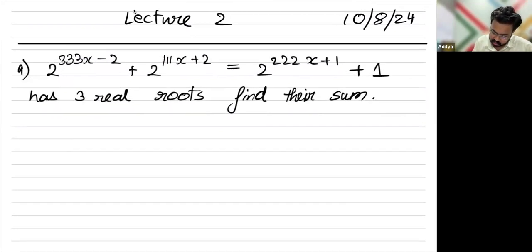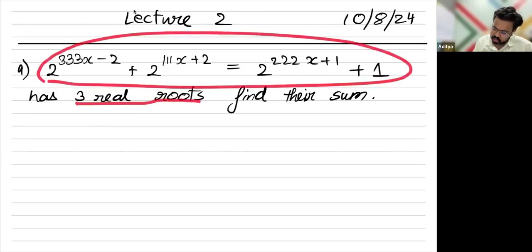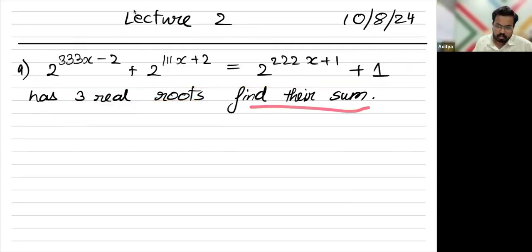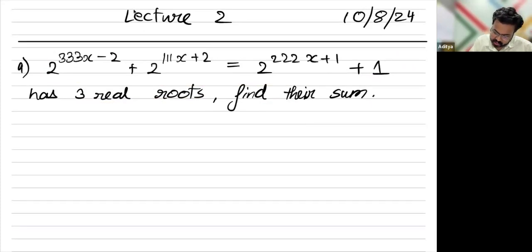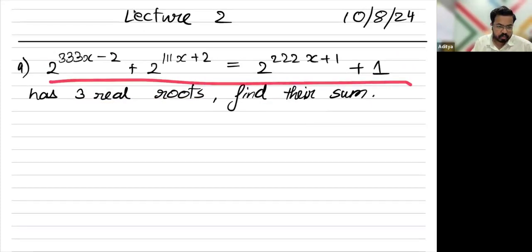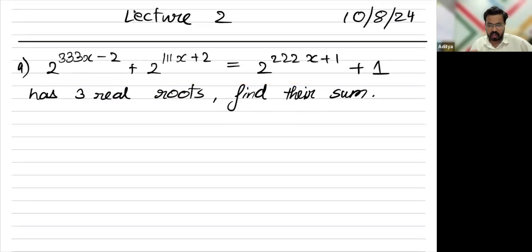Okay, you have an equation 2 to the power 333x minus 2 plus 2 to the power 111x plus 2 is 2 to the power 222x plus 1 and finally plus 1. This equation is said to have 3 real roots. You need to find their sum. Okay, so this is what you have to do. But question 9 is a slightly tough question which will not be solved right now. You guys can try attempting it.